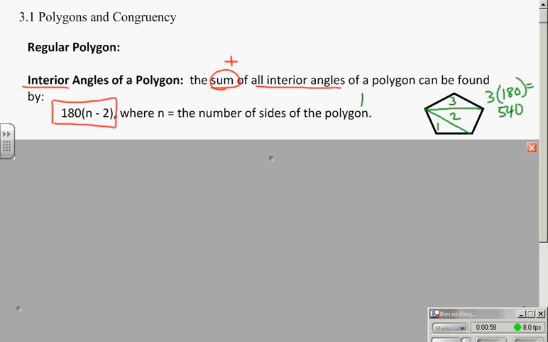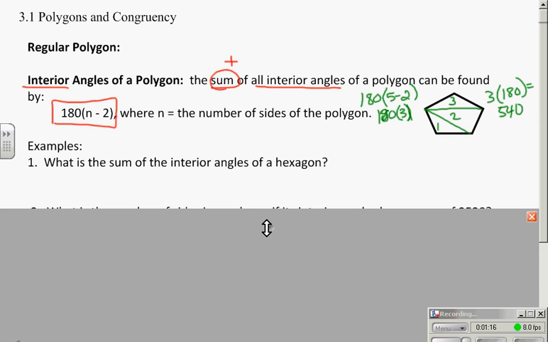And when you look at this formula of 180 times, in this case my pentagon, 5 minus 2, I end up with that 180 times 3. So just remember, you can always, when in doubt, divide it up into triangles. Now that's the sum of all of them.